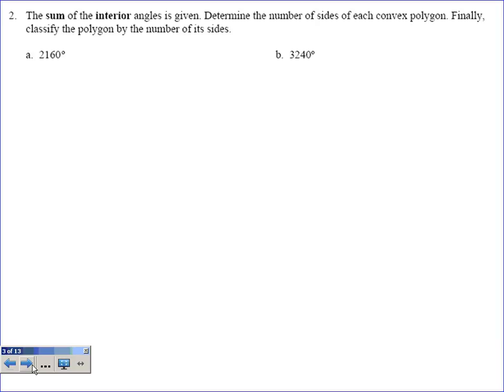Number 2, it says the sum of the interior angles is given. Determine the number of sides, so that's the first thing. How you determine the number of sides of the convex polygon. Finally, classify the polygon by its number of sides. So there's actually 2 different things that I'm looking for in my answer.